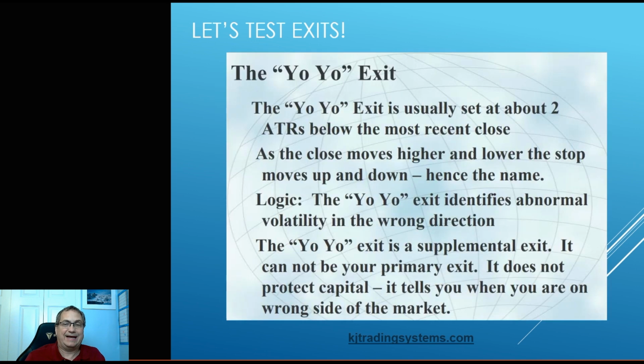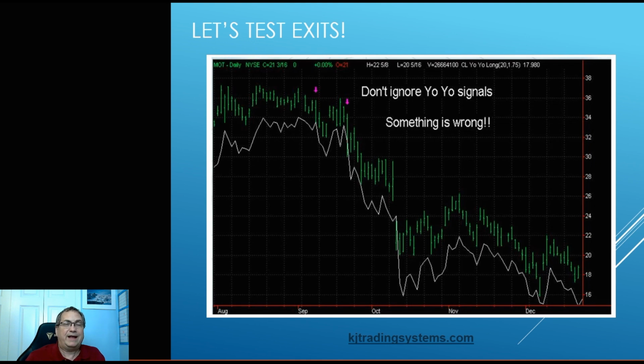Then we have the yo-yo exit. The yo-yo exit's kind of unique because it just works off of the most recent close. So if you get in a severe downtrend, if the yo-yo isn't engaged because the volatility is not that great, you could lose a lot with it. So it's an exit you want to use with some other exits. The white line in this chart kind of shows you what the yo-yo exit would be. You can see it goes up and down, but it basically says, hey, if I have a really bad volatile day that's against my position, that's a good indication it's time to exit. Something's wrong is what it's saying. Okay, so that's the yo-yo exit.